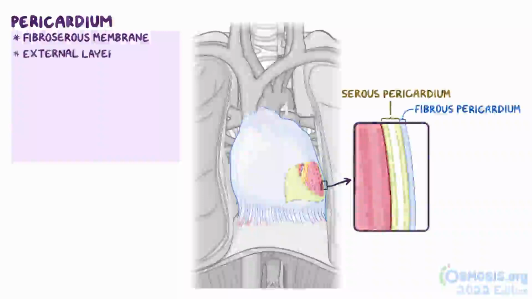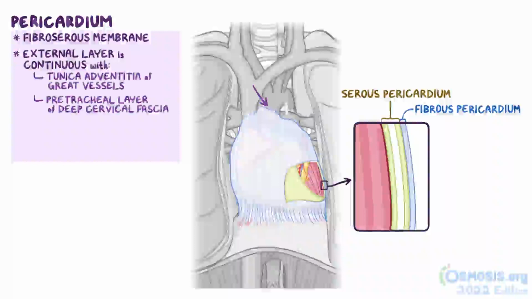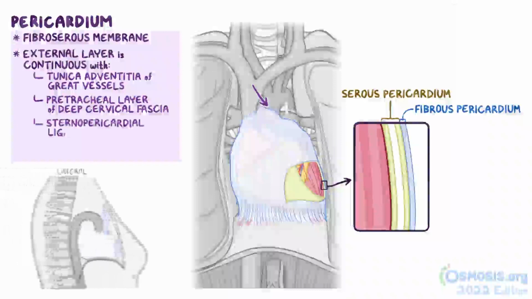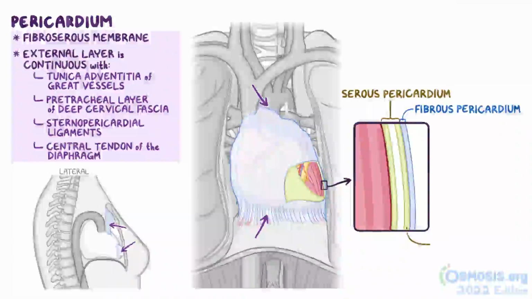The external layer is continuous superiorly with the tunica adventitia of the great vessels and the pretracheal layer of the deep cervical fascia. It's attached anteriorly to the posterior surface of the sternum through the sternopericardial ligaments, and it is continuous inferiorly with the central tendon of the diaphragm. The fibrous pericardium is lined with a serous membrane called the parietal layer of the serous pericardium. This layer is reflected onto the heart and its great vessels as the visceral layer of the serous pericardium.